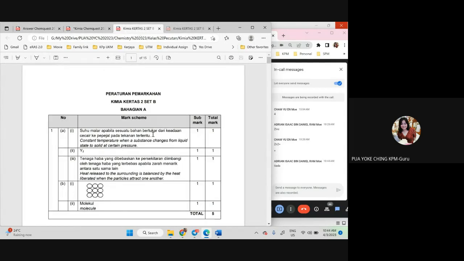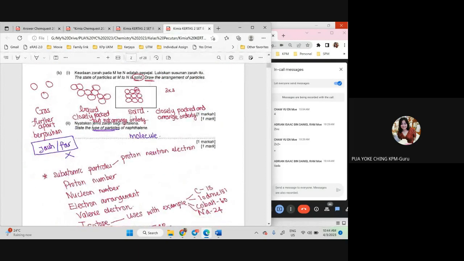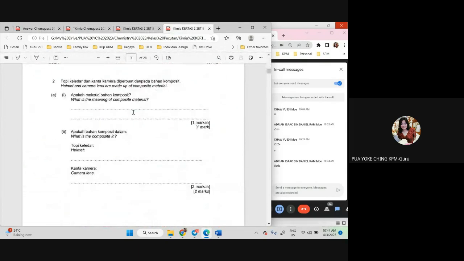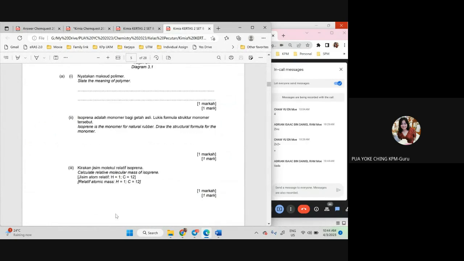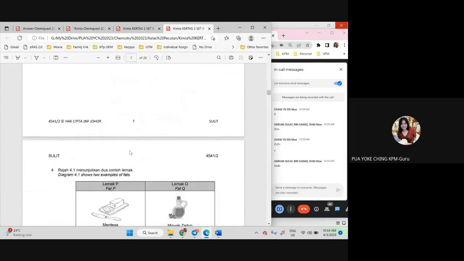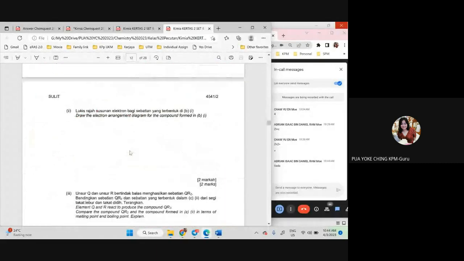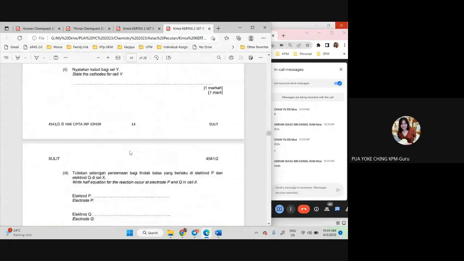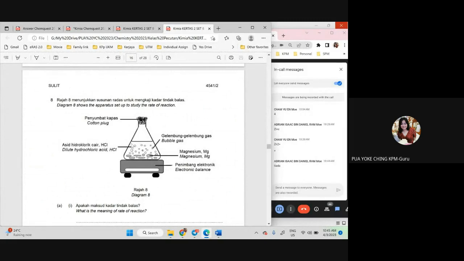Okay, chapter 7 is a chapter that you must score. Means, tak kisah apa soalannya keluar, you must come to get full mark. Kalau essay, better lah. Biasa essay 20 marks. Okay, so kita tengok soalan rate di bab ini. Okay, this is the rate. Question 8 in your MPSM set 2. Rajah 8 menunjukkan susunan radas untuk mengkaji kadar tindak balas.